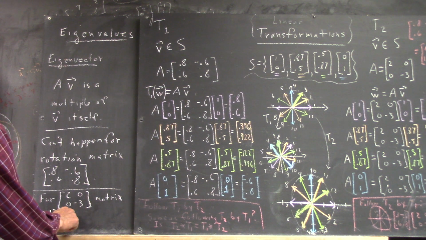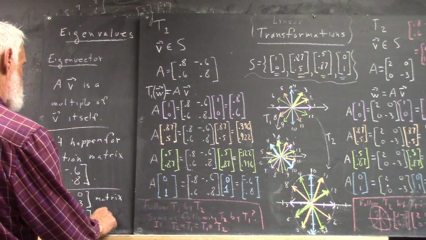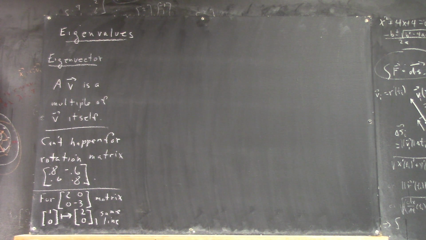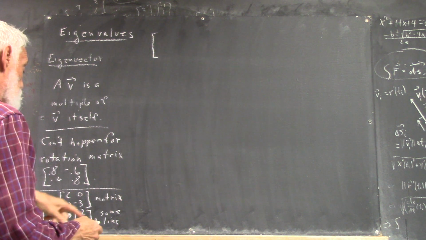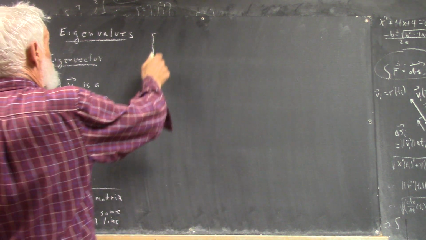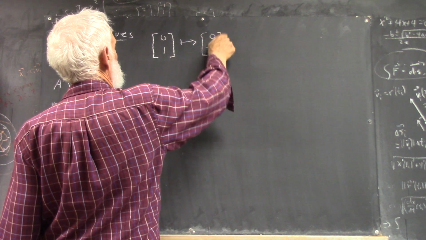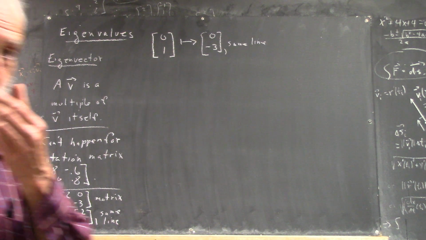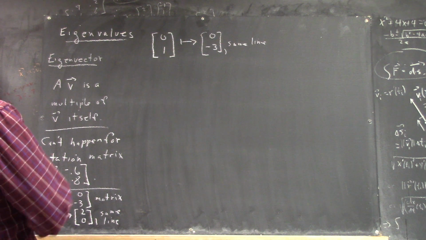I'm going to use this little arrow. (1, 0) goes to (2, 0), which is along the same line. And (0, 1) gets transformed to (0, -3). And you can easily see that from the diagram. So we can say a little more.